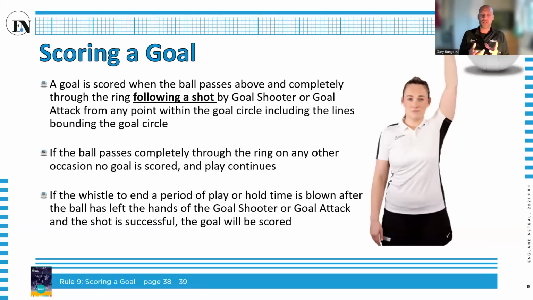Okay, so if you imagine this, you're just about to shoot and the ball's just left your hands and it's in flight and the umpire either blows for an injury or blows for the end of the quarter. If the ball is in flight and clear from the hands of the shooter and the shot is successful, the shot will now count as a goal. Okay, so that is quite a significant change.